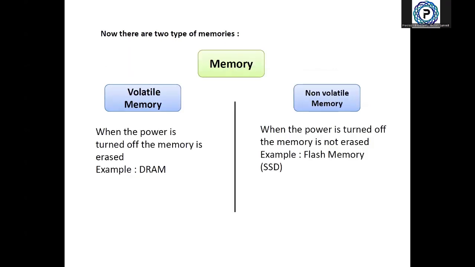If we dive deep into memory, we can see there are two types: volatile memory and non-volatile memory. If we remove the power and the memory gets erased, this type is called volatile memory. And if we remove the power but the memory is still there, we call it non-volatile memory. A very famous example is the SSD. We all have SSDs in our computers.